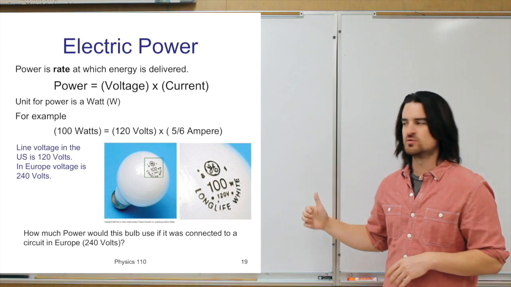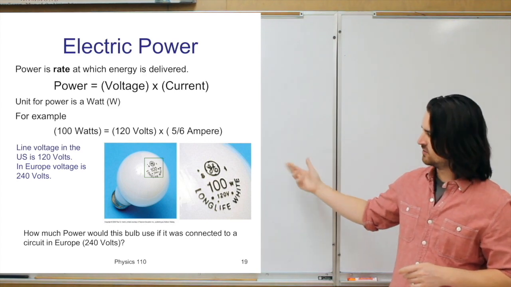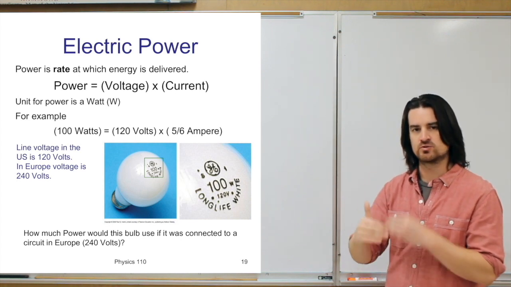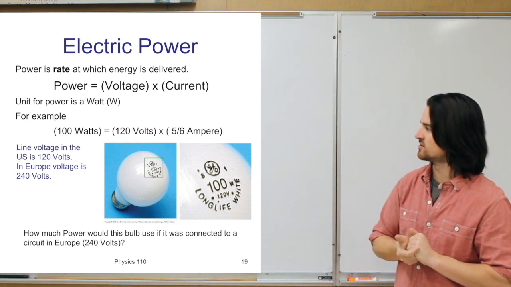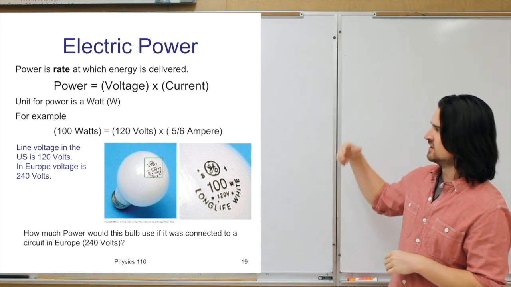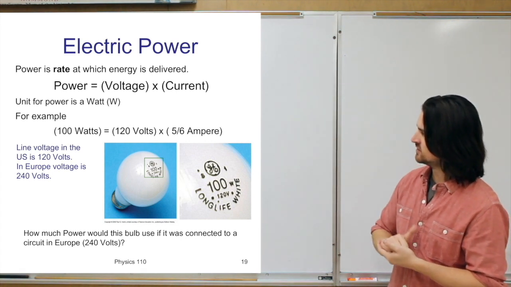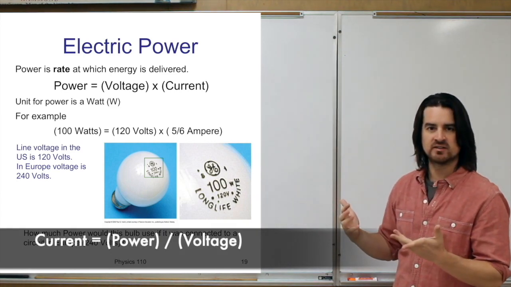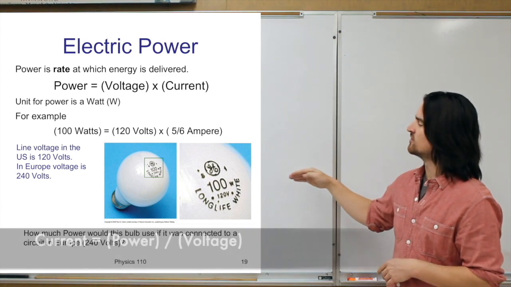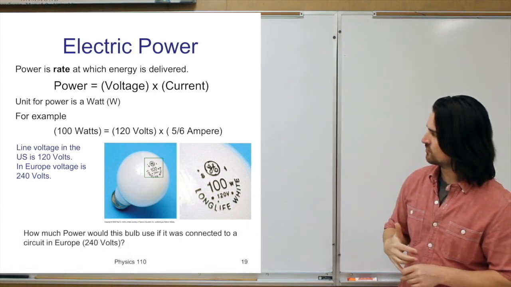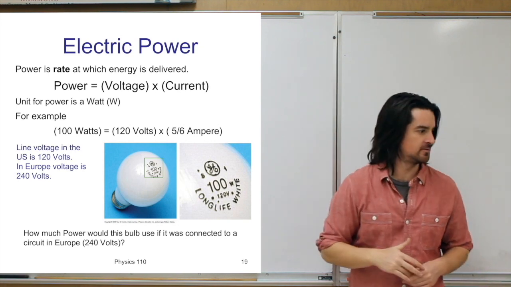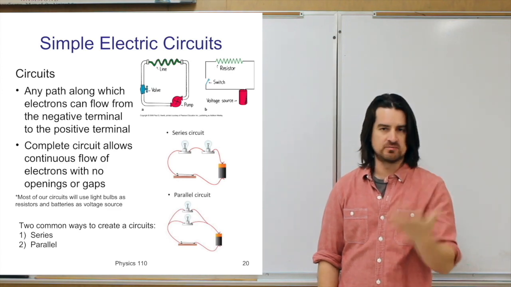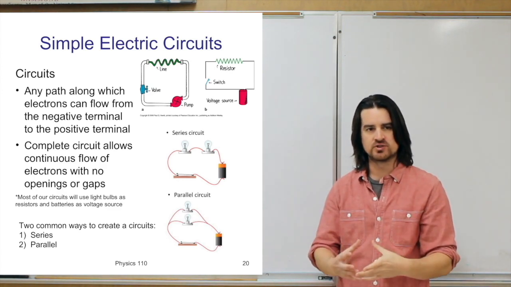And so if you were to connect this light bulb to a European circuit, where the voltage standard is 240 volts, so twice what our voltage standard is here, that's double the voltage. Turns out you get half the current flow. If it wants to sustain that 100 watts of power, you divide it by 240 volts, and you get about 0.4 amps.